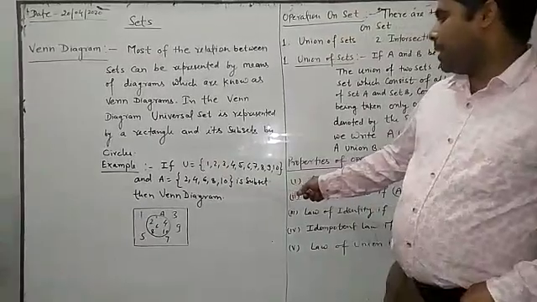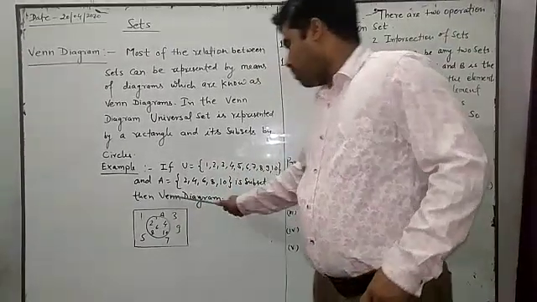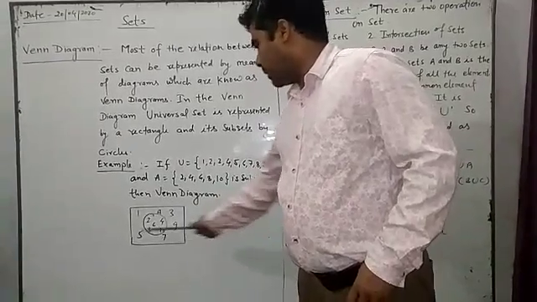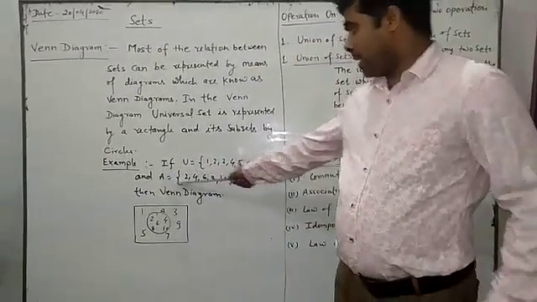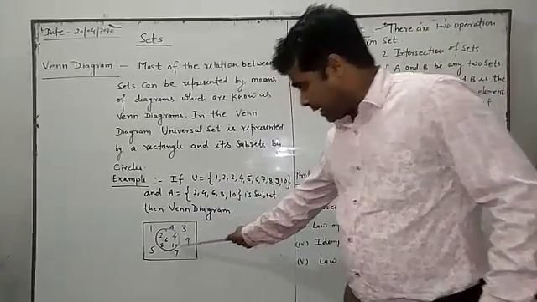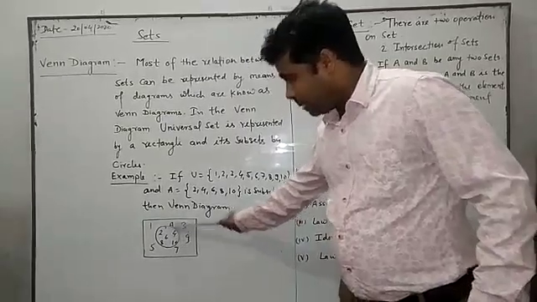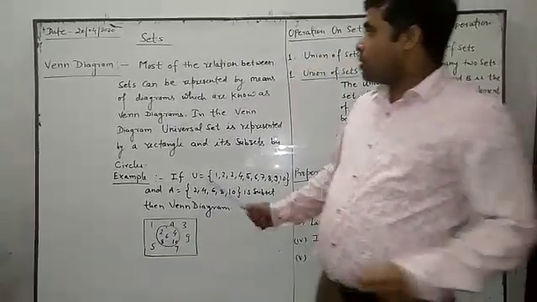6, 8, 10 is a subset, then the Venn diagram will be: in the Venn diagram all the numbers 1, 2, 3, 4, 5, 6, 7, 8, 9, 10 are there. But in subset A, we have 2, 4, 6, 8, 10. So we put 2, 4, 6, 8, 10 inside the circle and the rest outside the circle. Now this is the Venn diagram.